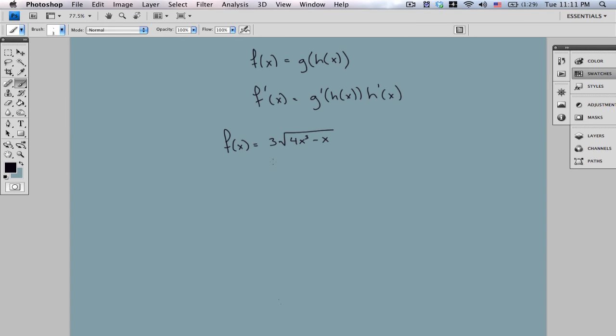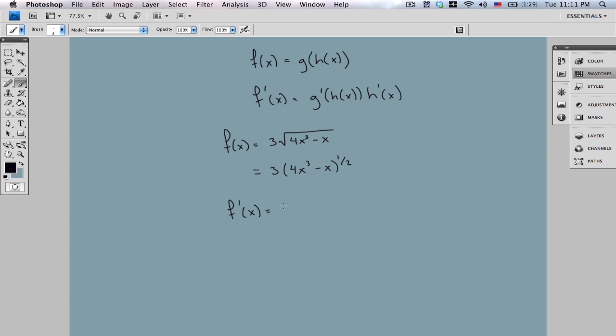Here's another example. f of x is 3 times the square root of 4x cubed minus x. I think a good rule of thumb is, if you're trying to take a derivative and you've got a radical in the function somewhere, rewrite it as an exponent instead. In other words, rewrite this as 3 times (4x cubed minus x) to the 1/2 power. Now let's take the derivative.